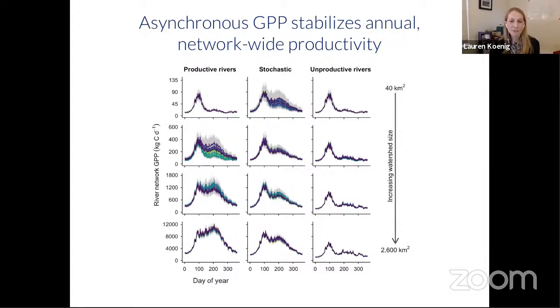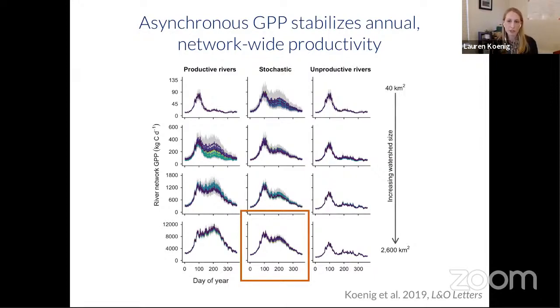And what I want to emphasize is that even very simple assumptions about scaling empirical rates of productivity can yield a wide range of network productivity regimes that vary with watershed size and the productivity of large rivers. But I also want to highlight that as we moved into these larger river networks especially, river network productivity is often more persistent throughout the year compared to individual stream reaches, which we think of as being very dynamic on daily scales and seasonal scales.